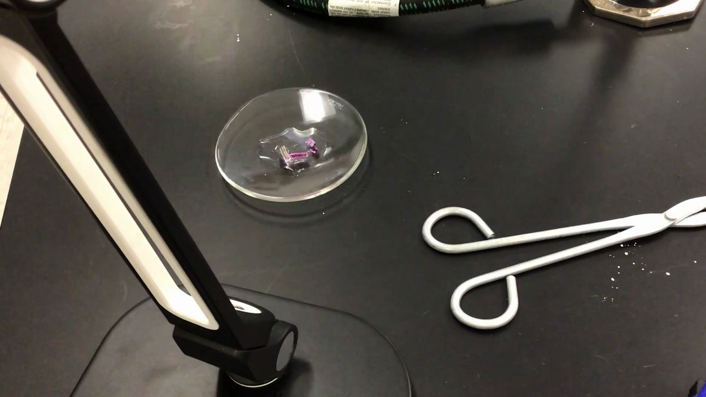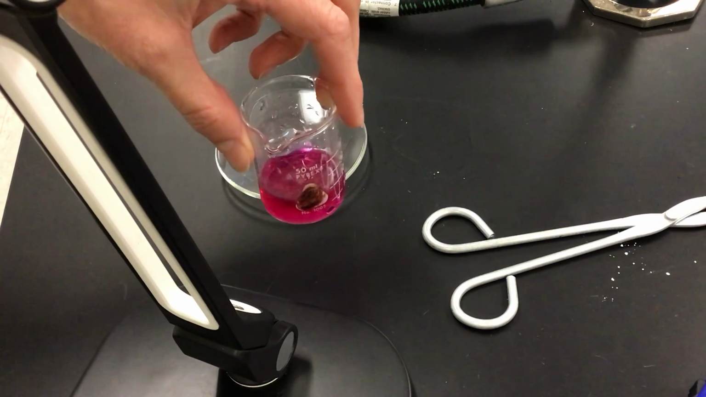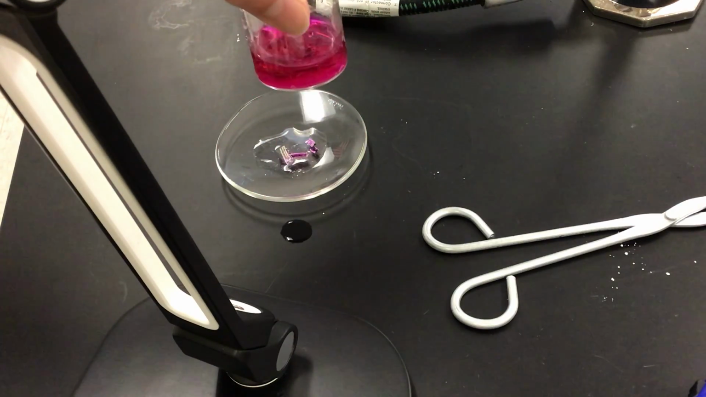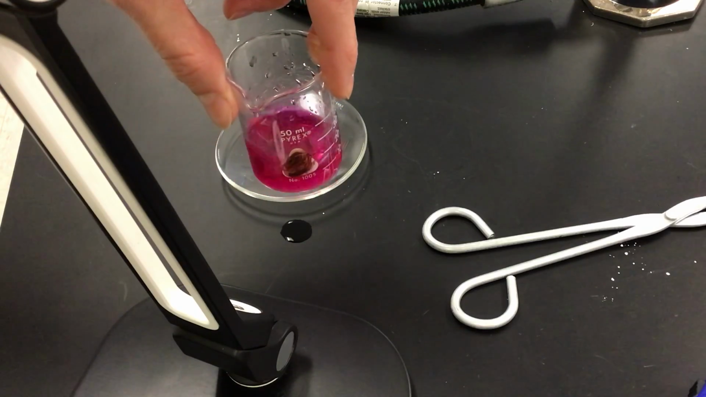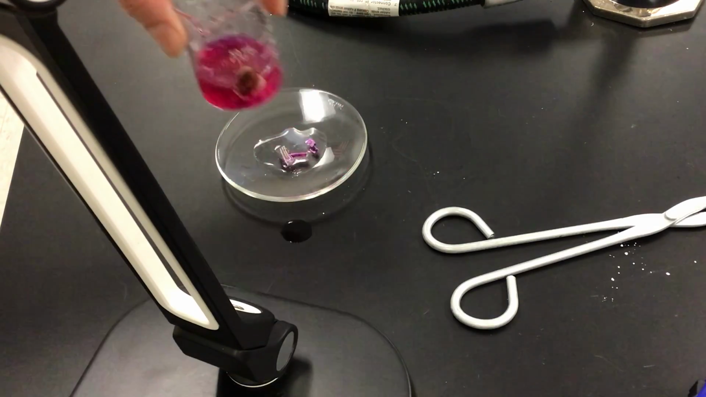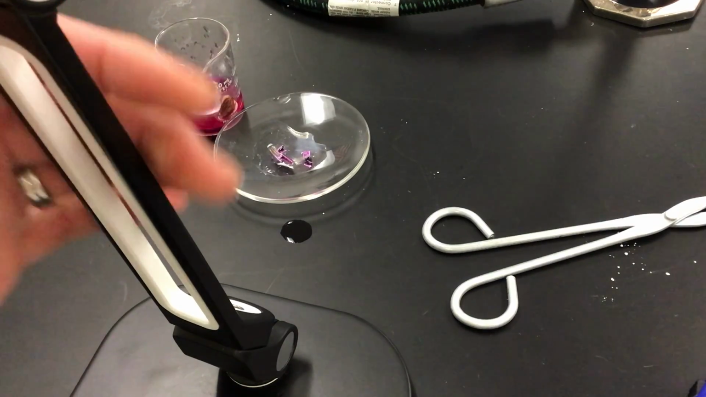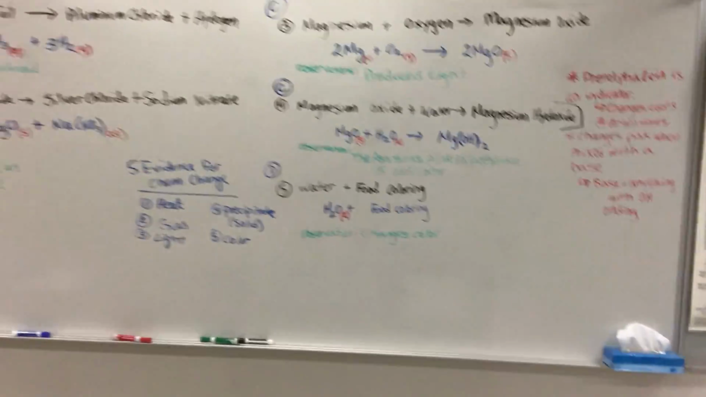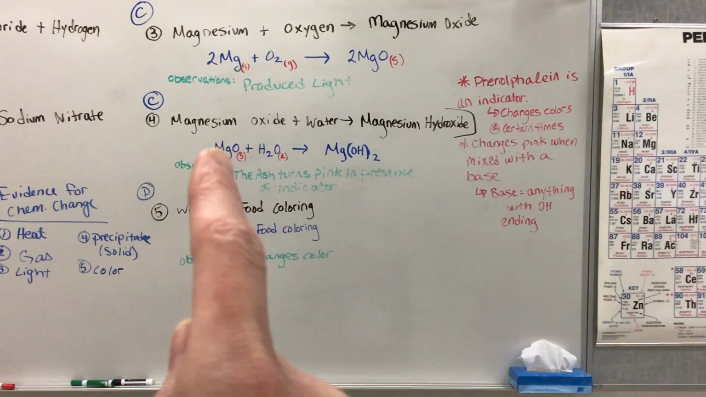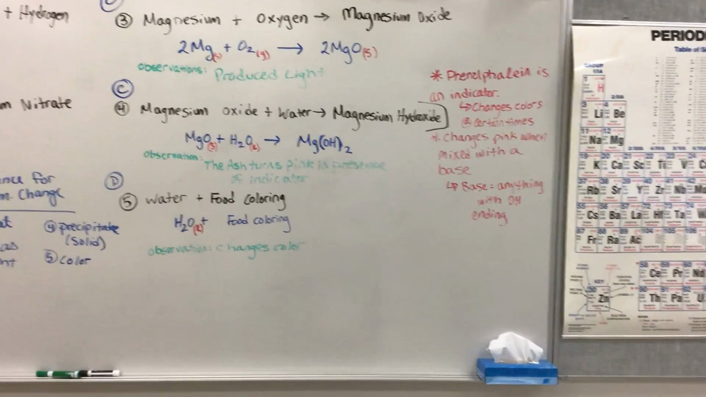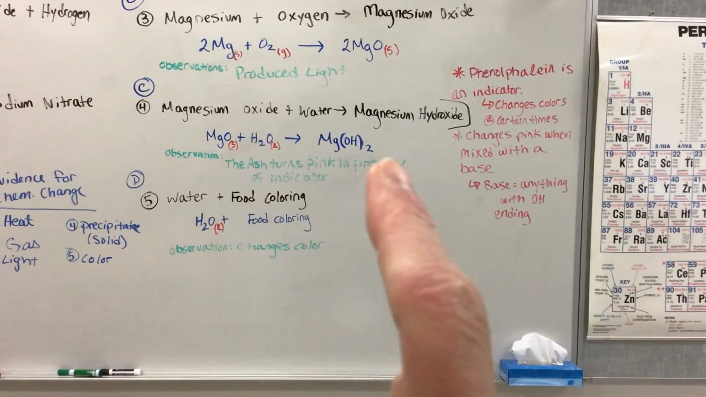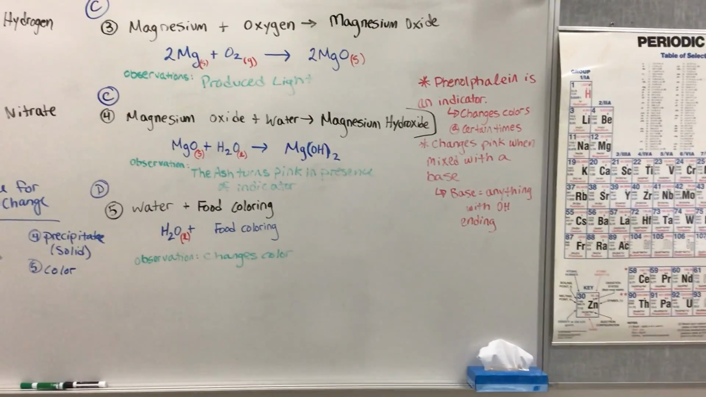And I also have an example from first period where I put it into a little baby beaker of our phenolphthalein turning pink in the presence of that magnesium hydroxide. So let's look at the equation. So we have our magnesium oxide plus water. When you combine those two things, you create magnesium hydroxide.